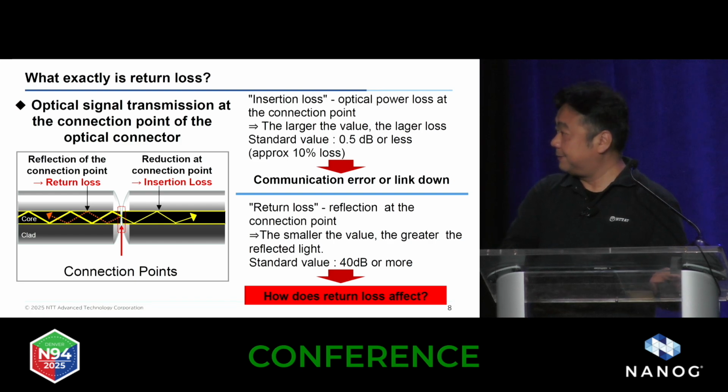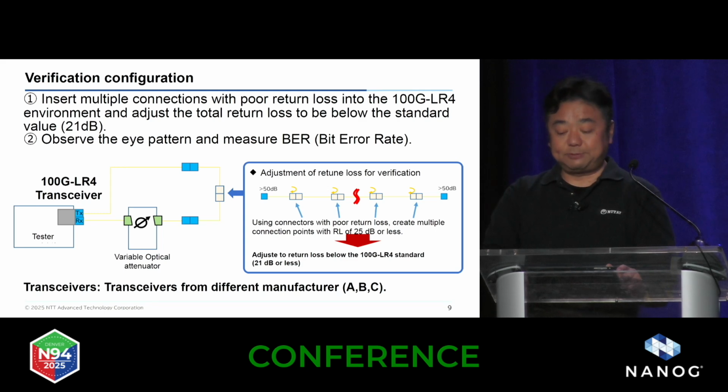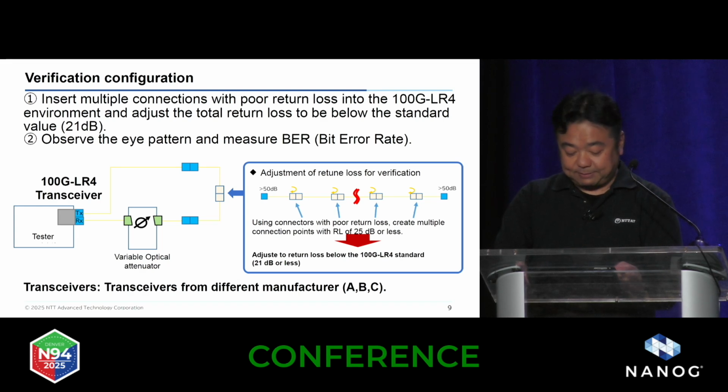So we have tested. The test environment used 100G transceivers and was configured to create sections with large return loss between connections. By creating multiple connections with poor return loss, we built an environment in which the return loss could be adjusted to 21 dB or less, which exceeds the limit of the specified value. To check whether there were any differences depending on the transceiver manufacturer, we used 3 different transceivers from different companies.